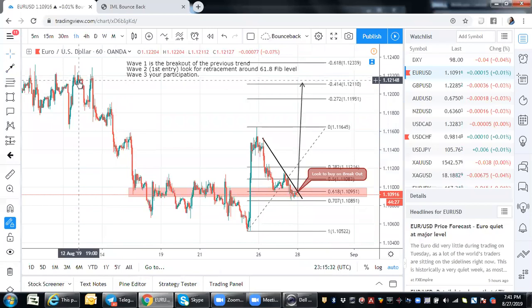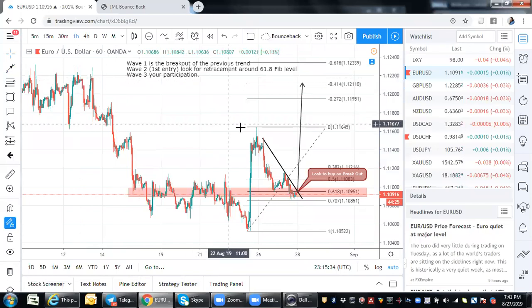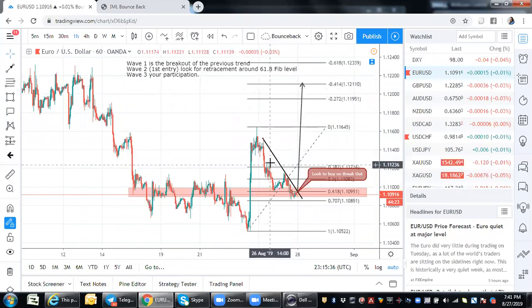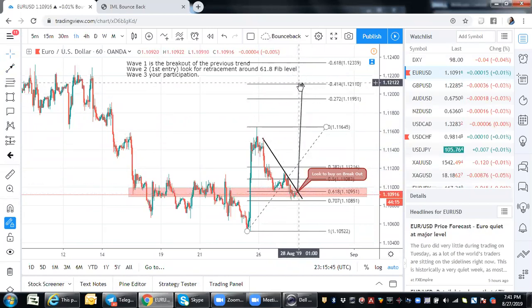So you do not want to enter wave 3 while it's on its way up. You want to wait for the breakout of that wave 2. Get as early an entry as possible so that you can just be in profits on the way up to wave 3. That's wave 3. You're not entering on wave 3. You're entering on the breakout of wave 2. Does everyone understand that so far? If you understand, just say yes in the chat box.